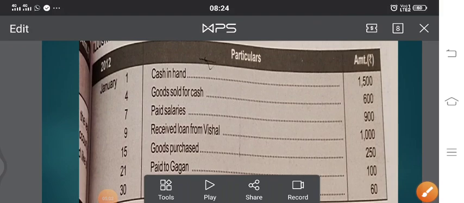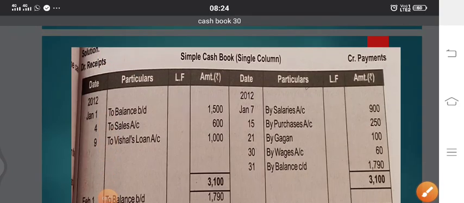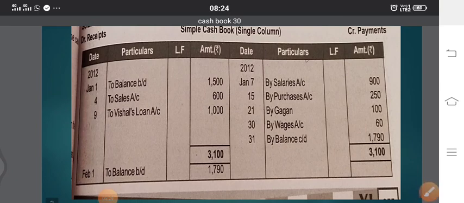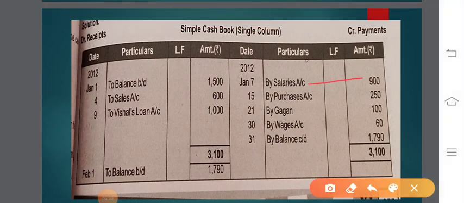The next point is paid salaries. Now, since you have paid salaries, salaries being expenditure, what did you actually pay? You actually pay cash. Since you paid cash, cash is going out from the business. It's a payment of cash.